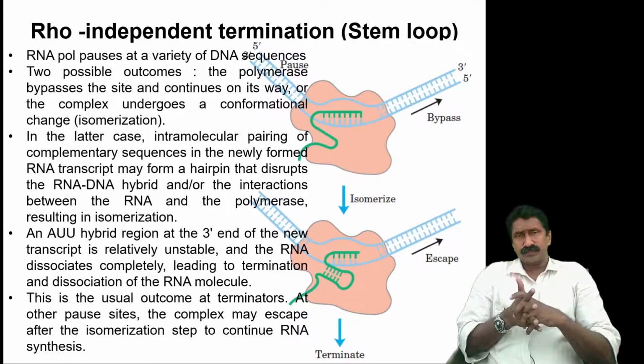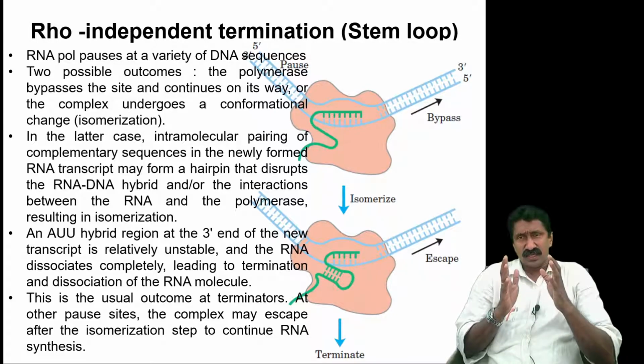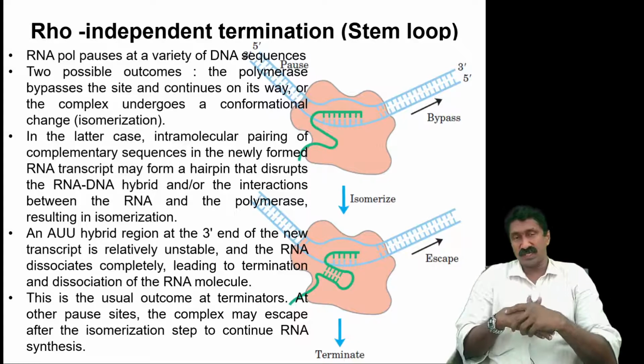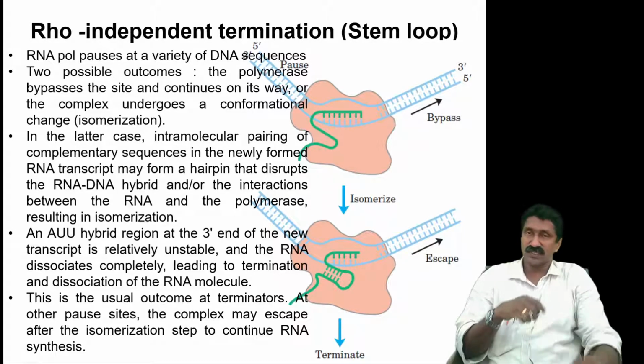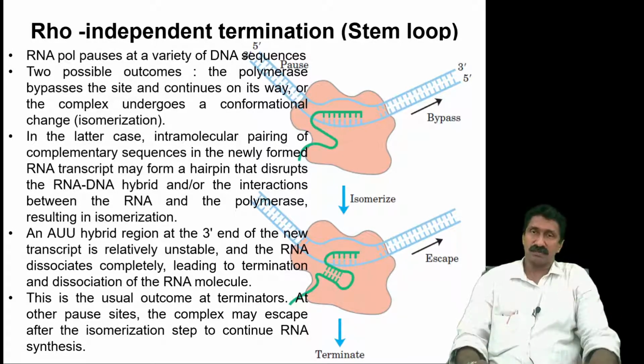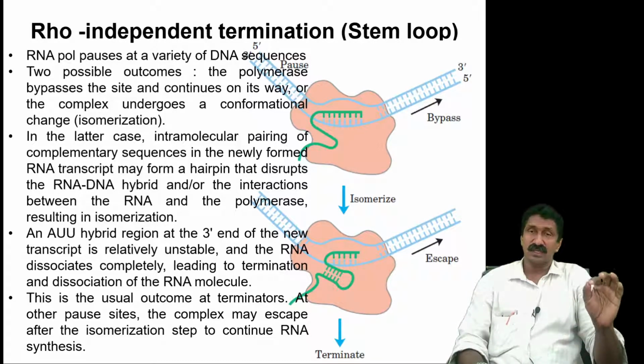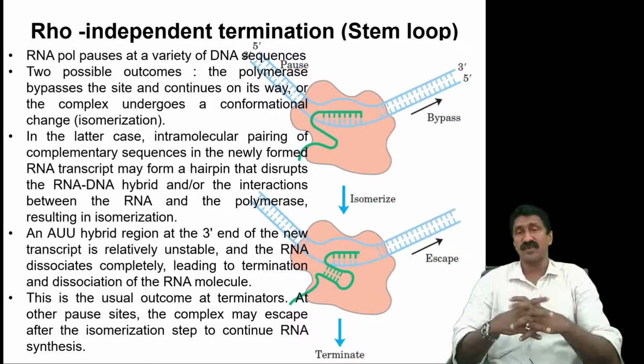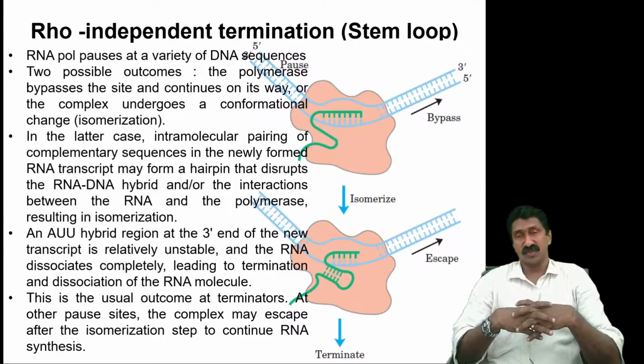Now, when we come to the third stage, that is the termination process of the transcription, we have two mechanisms of termination that are reported. The first one is the Rho independent termination, or stem loop formation, and the second one is the Rho dependent termination, which uses a protein factor, the Rho factor, for the termination process.